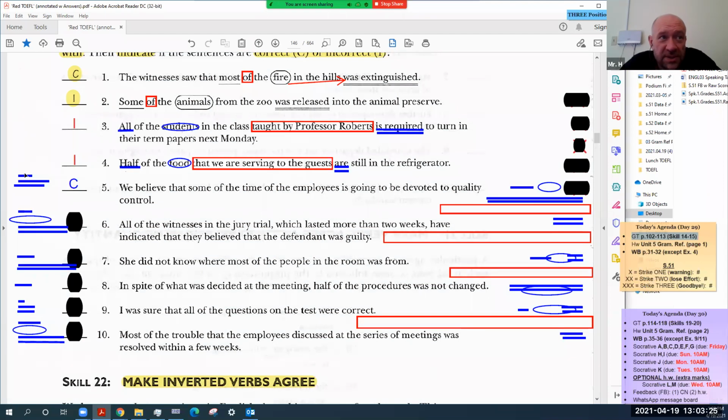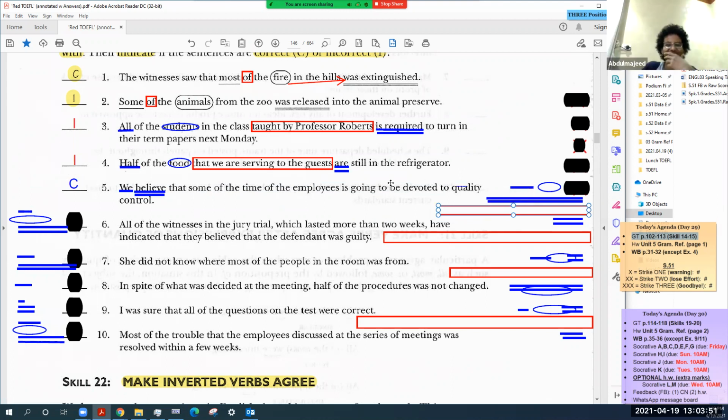It's correct. Where's the subject? We. Well, we have 2 subjects, right? This is the first one. We, the verb, believe. Then what is this? Some. That's some of the adjective clause. No, that was a trick.